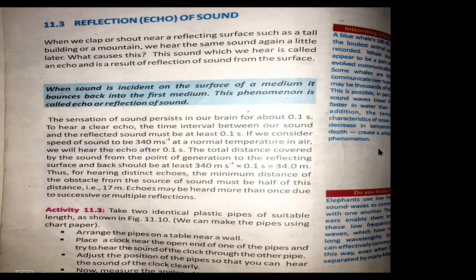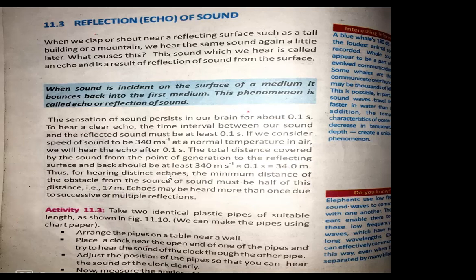So it is a time when we shout, and this will be incident on the tall building, and coming back to us. This is the total time for the echo. The distance for this will be 34 meters. But if we take it on one side, the distance going will be 17 meters. So half of 34 meters is 17 meters.